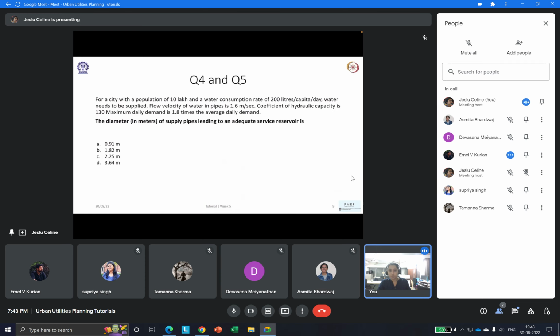So now we'll have one numerical. These two questions will be based on this numerical. It's a very simple numerical. For a city with a population of 10 lakhs and a water consumption rate of 200 liters per capita per day, water needs to be supplied. Flow velocity of water in pipes is 1.6 meter per second. Coefficient of hydraulic capacity is 130 and the maximum daily demand is 1.8 times the average daily demand.